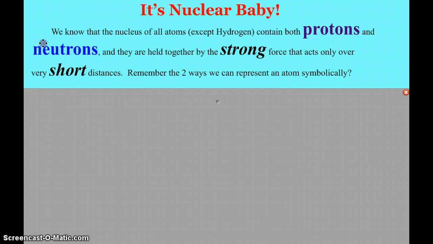And all our nuclei have protons and neutrons in them, except hydrogen. Most hydrogen atoms just have a proton in the nucleus. And these protons and neutrons are held together by a very strong force acting over an extremely short distance. Remember, our nucleus is really small, very dense. That's where all the mass is, and that force holding them together is strong. We know that because when we split an atom, we get a ton of energy released.